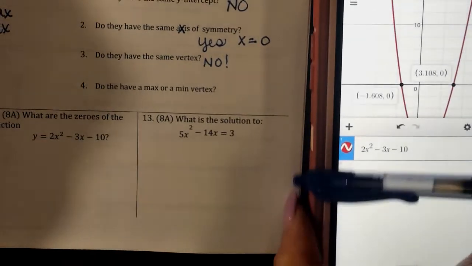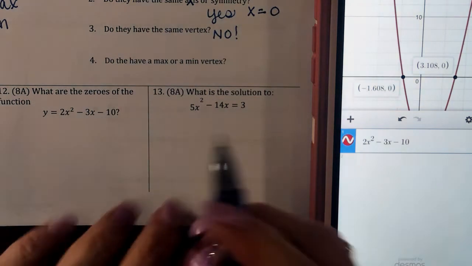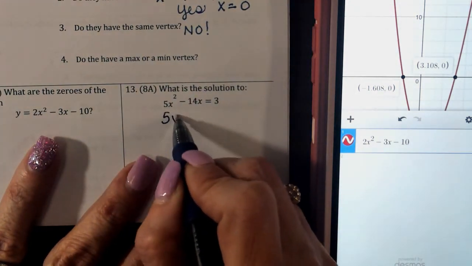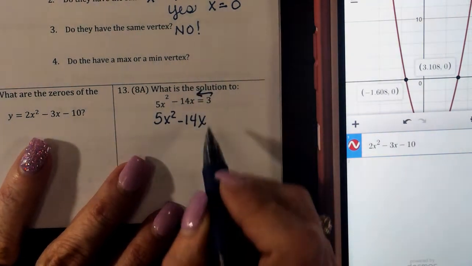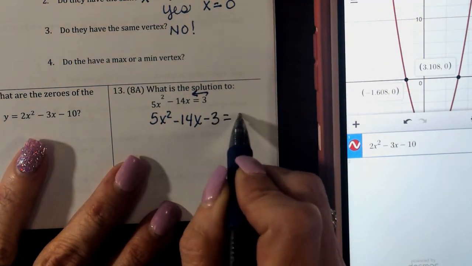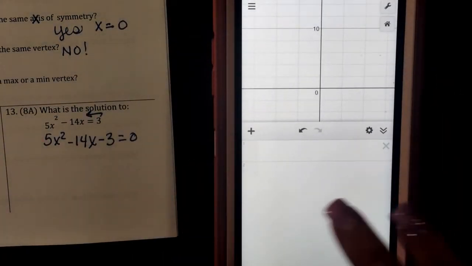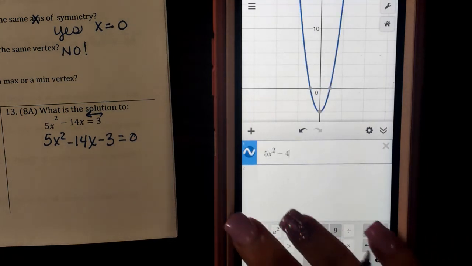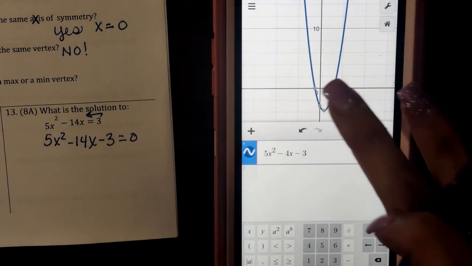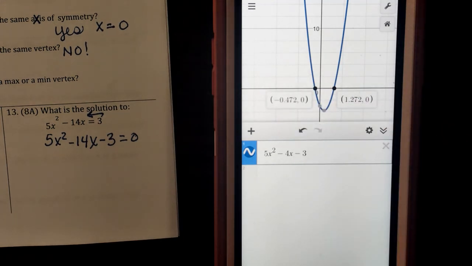All right, what is the solution to this one? This one doesn't equal 0, so we need to make it equal 0. So 5x squared minus 14x. I'm going to move the 3 to the other side, so that's going to become a negative 3 equals 0. I'm going to plug it into Desmos and see what I can get. So I'm going to have 5x squared minus 14x minus 3, 0.472, and I've also got 1.272.